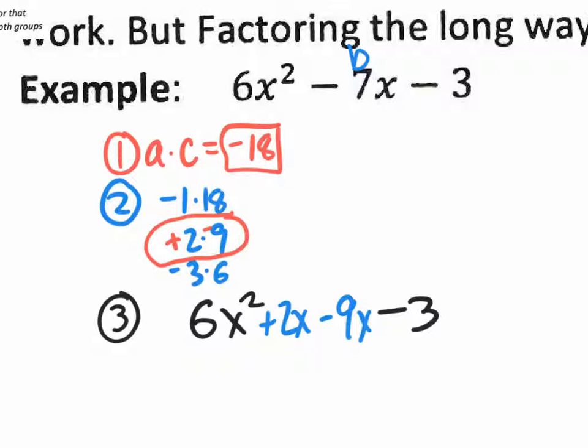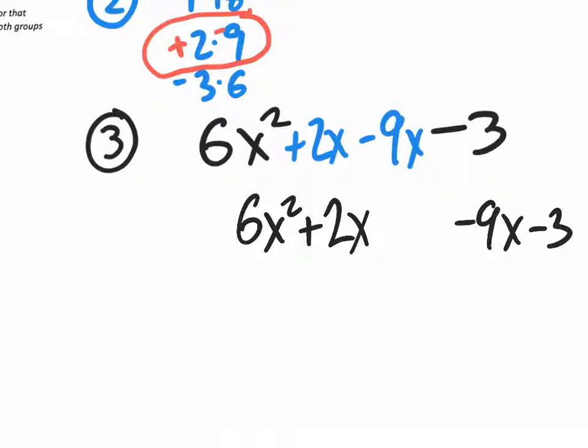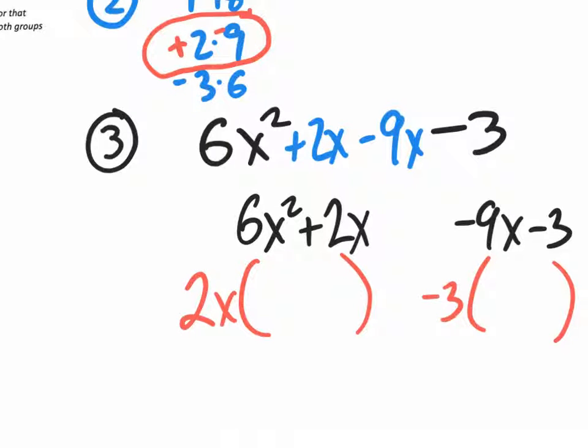Why did I do that? Because now I have 4 terms, and now I could factor by grouping. So step 4 is factoring by grouping. 6x squared plus 2x, leave space, minus 9x minus 3. In the first group, I could pull out the GCF of what? 2 and x. In the second group, what could I pull out? 3. A 3, and even better than a 3 is a negative 3. That way you get the same exact binomial on the inside. Let's go get that binomial.